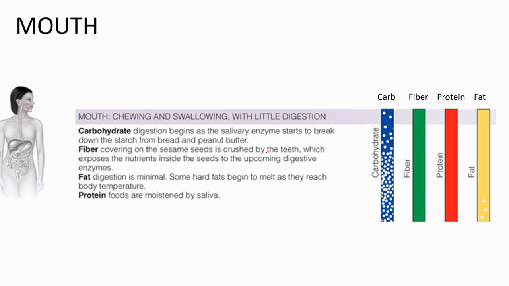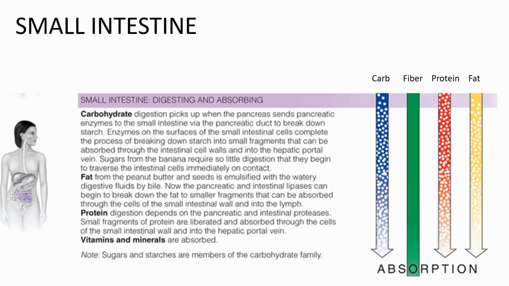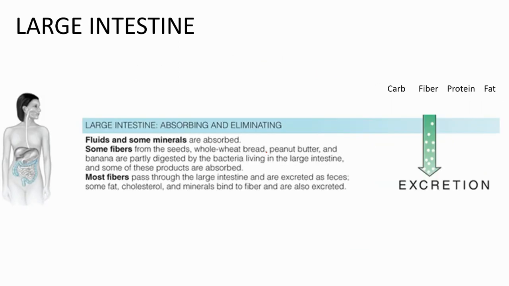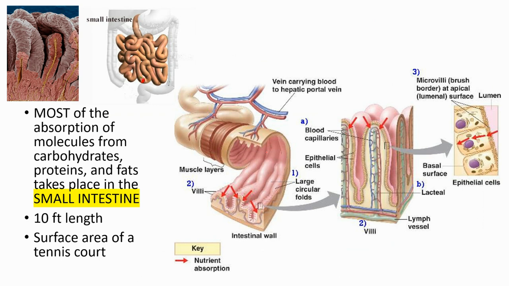And this is just a close-up picture of each one of those images, so that way you can see it a little bit better if you didn't have your handout with you. Most of the absorption of molecules from carbohydrates, proteins, and fats takes place in the small intestine. We just saw that. The small intestine is 10 foot long, but it has the surface area of a tennis court. So what is going on with that?